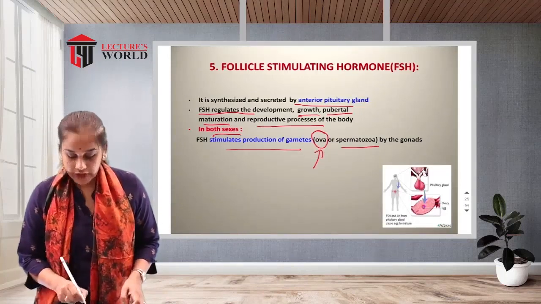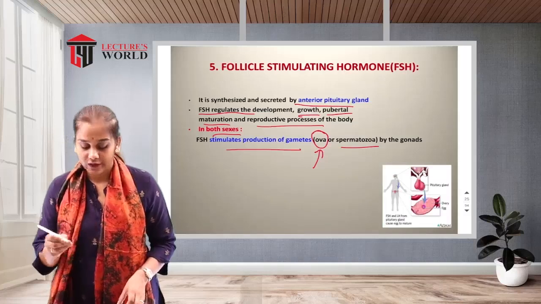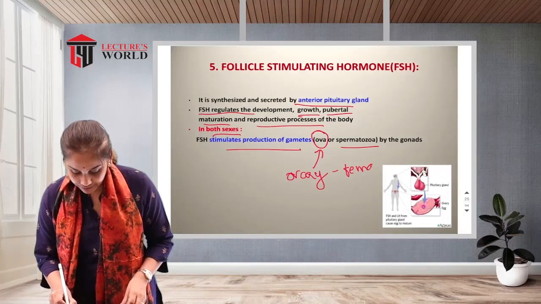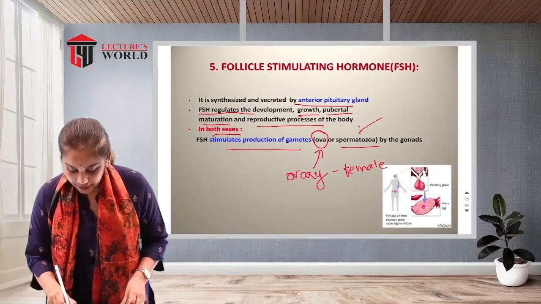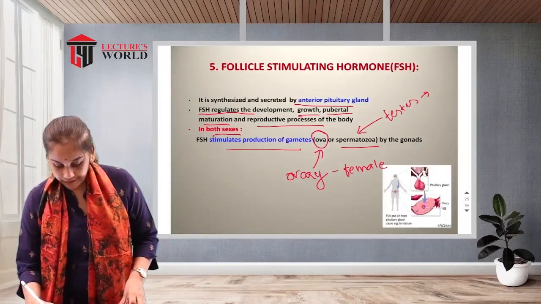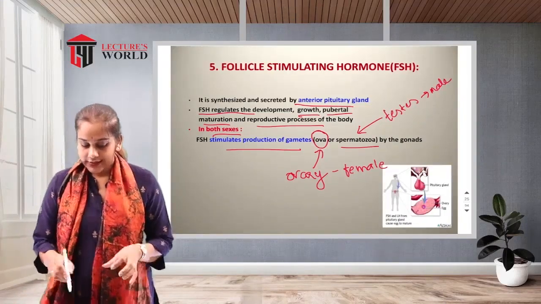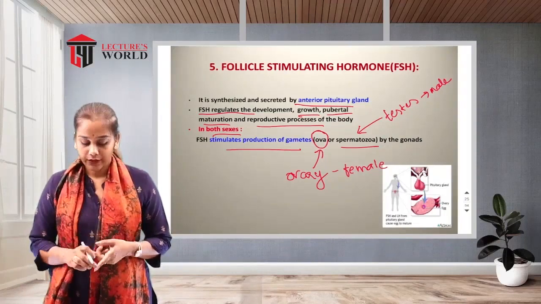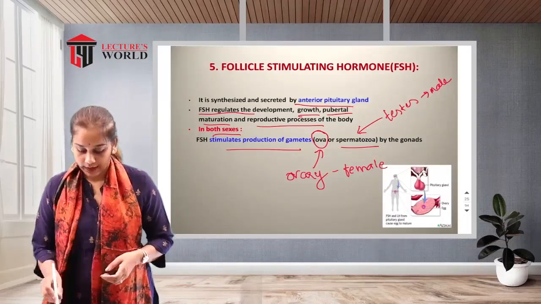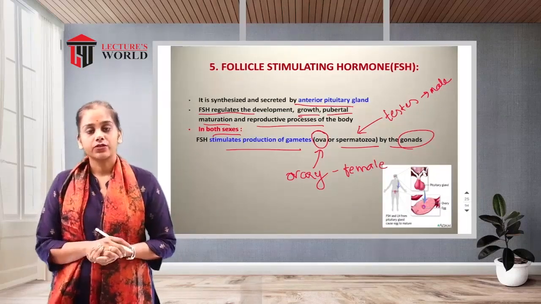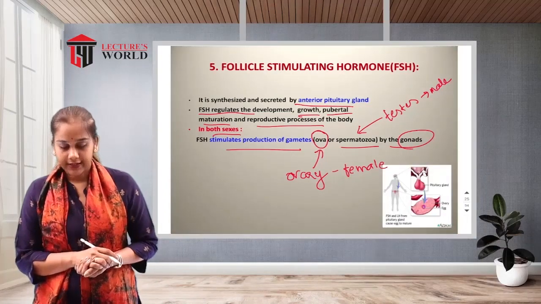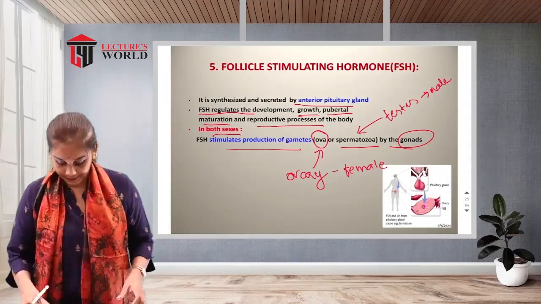Ova, or ovum, will be released from the ovary in the female, and spermatozoa will be released from the testes in the male. So these both are known as the gametes, produced by the gonads. So it is helpful for stimulating the production of gametes in males as well as females.